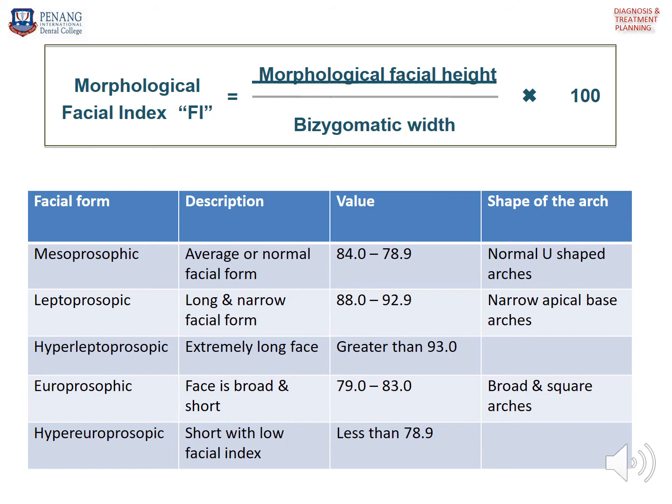If the value is greater than 93, the patient has a hyperleptoprosopic face, which is an extremely long face. And then for the value of 79 to 83, the patient is euryprosopic, which is a broad and short face, and the arch is also broad and square. If the patient has a value less than 78.9, the patient is hypereuryprosopic, which is short with a low facial index.